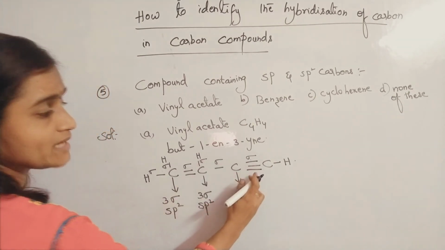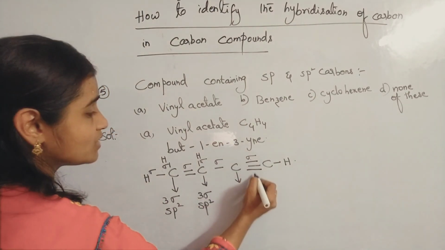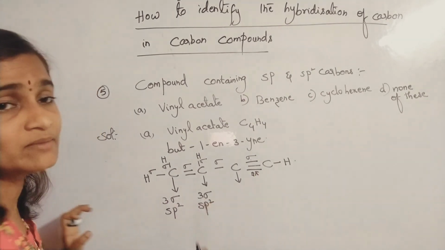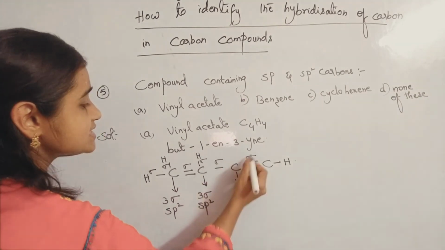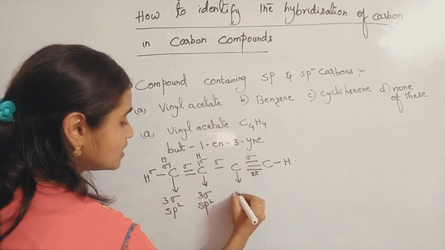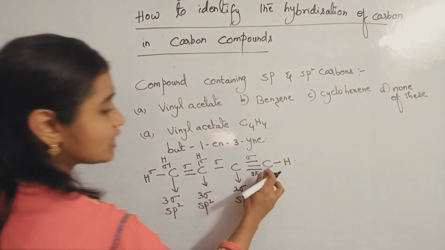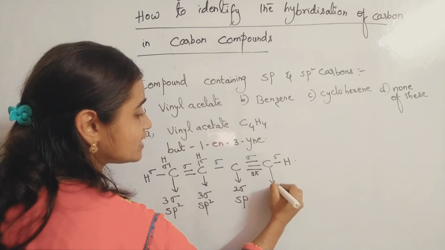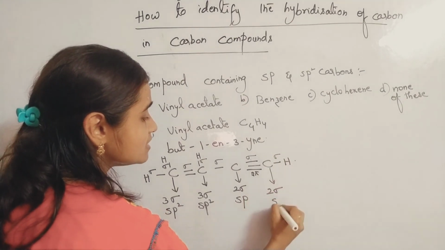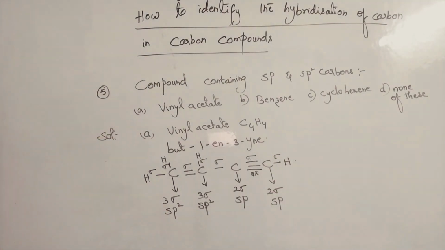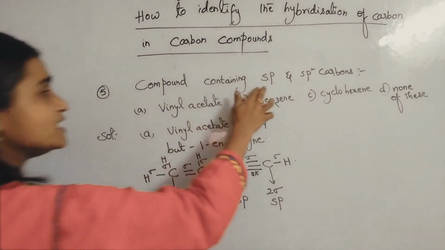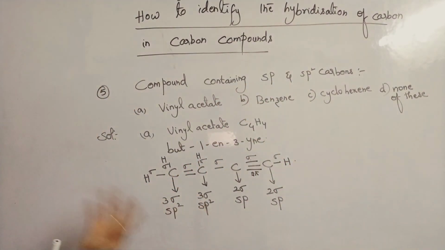These 2 are what? Pi bonds. Triple bond is there, so these 2 are 2 pi bonds. We don't count pi bonds, only sigma bonds. So 2 sigma bonds, so it is sp. Now coming to the fourth carbon, it is also undergoing 2 sigma bonds, so it is also sp hybridization. So the compound with sp and sp2 is vinyl acetate, you can take it to be the correct answer.